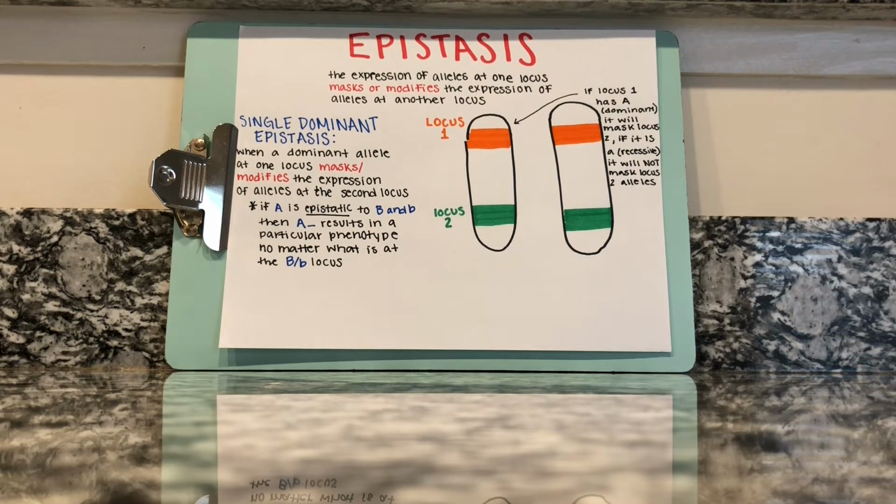Single dominant epistasis is when a dominant allele at one locus masks or modifies the expression of alleles at a second locus. So, if A is epistatic to big B and little b, then big A results in a particular phenotype no matter what is at the big B or little b locus. This is when it can either be two big A's at the first locus or a big A, little a. If there's a little a, it will be recessive and the big B locus will still be present in the phenotype, but if not, the big A will have dominance over the big B allele.